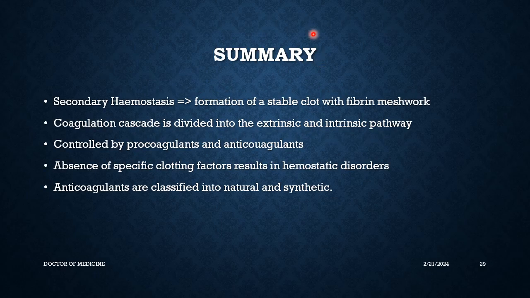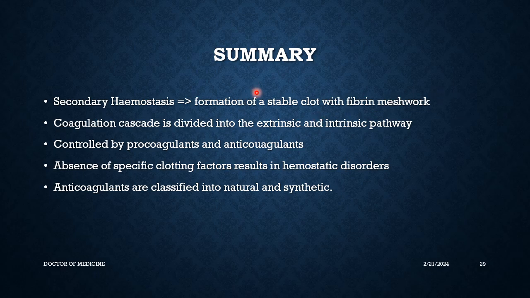So just to summarize everything that we looked at today, we explained in detail what secondary hemostasis is. We mentioned it to be the formation of a stable clot with a fibrin meshwork. Secondary hemostasis involves the coagulation cascade, which was divided into the intrinsic and extrinsic pathways. It is called the intrinsic pathway because all the factors required for the pathway are found within the blood vascular system. The extrinsic pathway is so called because we need the tissue factor, which is found outside the blood vascular system.